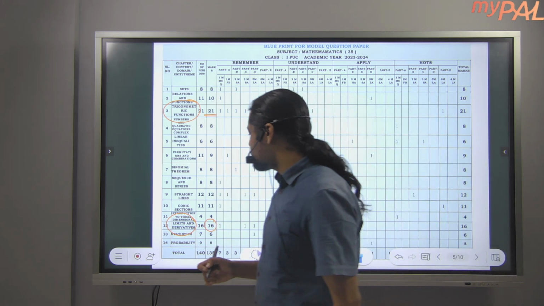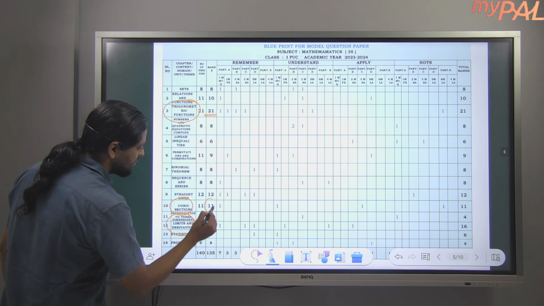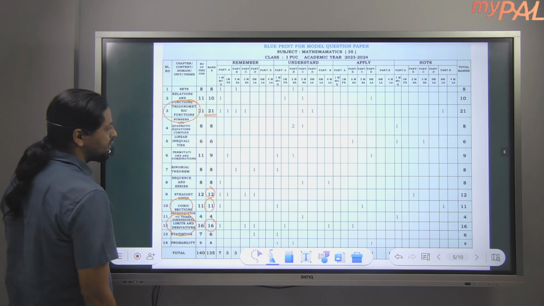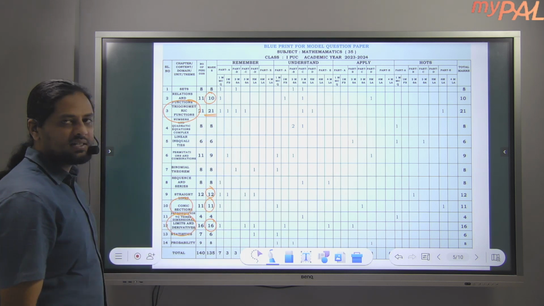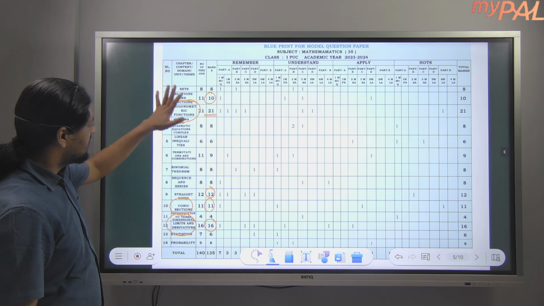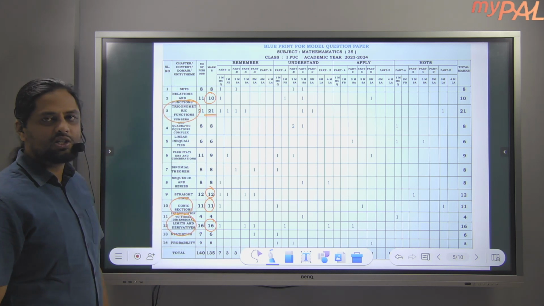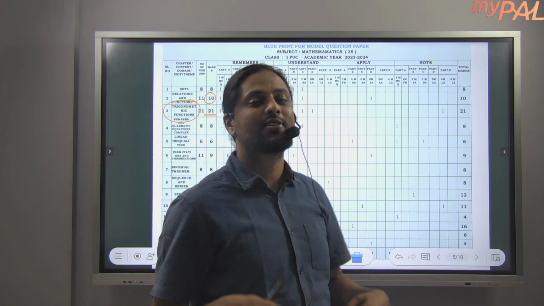I'll just pick the 2-digit numbers, just to show you how it works. Then we have conic sections for 11 marks, straight lines for 12 marks, and relations and functions for 10 marks. So with this, 30, 40, 50, 60, you're covering 80 marks altogether just with these chapters. But I would not suggest that you just do these chapters and go. Don't rely only on them.